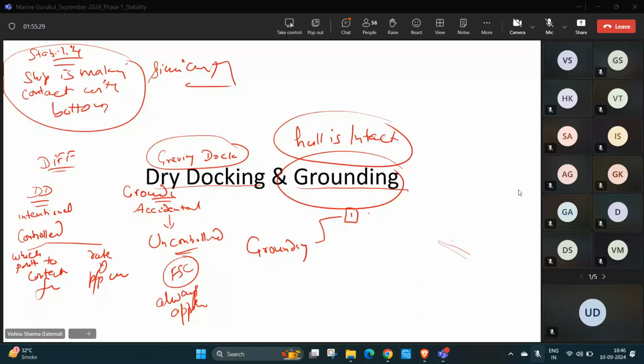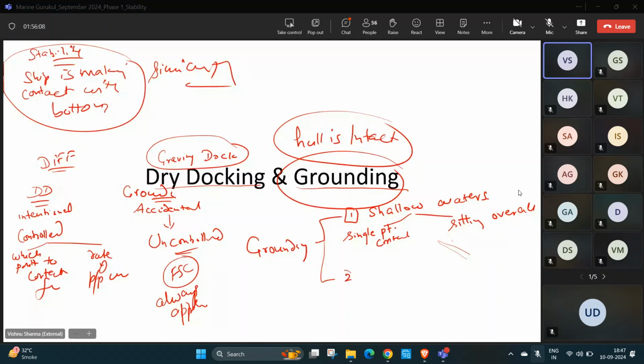One is in shallow waters. What is the risk in shallow waters? Risk in shallow waters is that the vessel may run aground at one point, or the vessel may sit on the seabed completely. Yes or no, beta? Am I right? Correct? Yes, sir. So in shallow waters, she may be at a single point contact, or she may be sitting completely, sitting overall on the seabed.